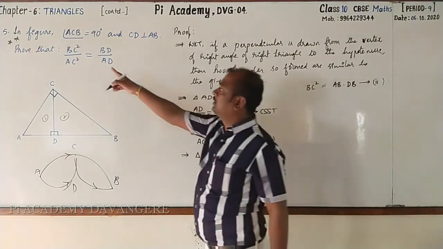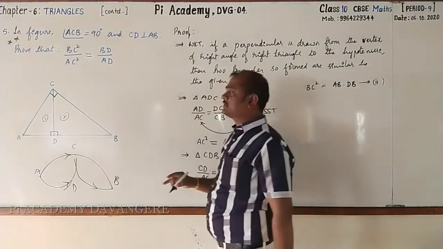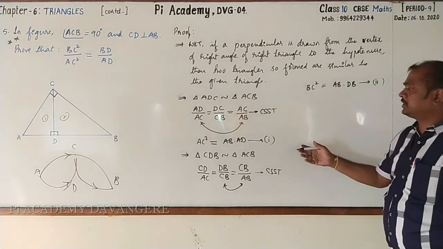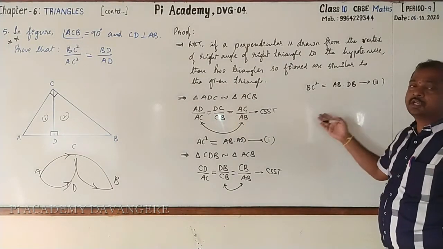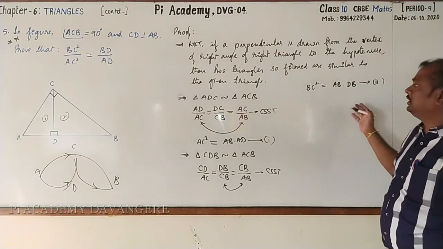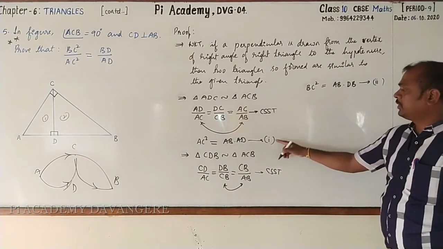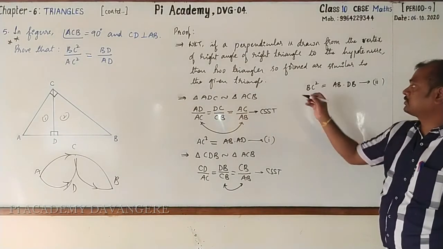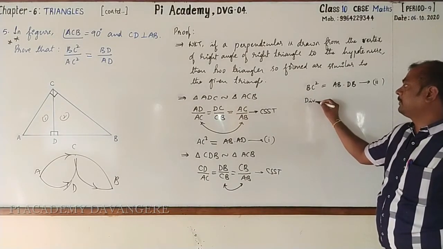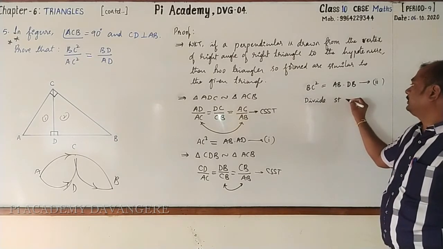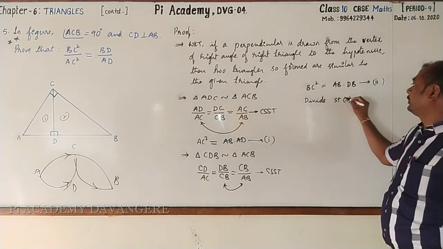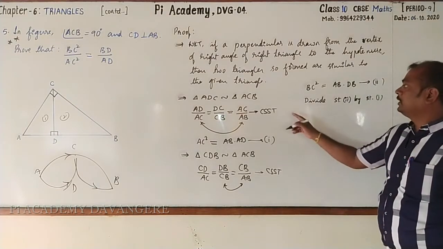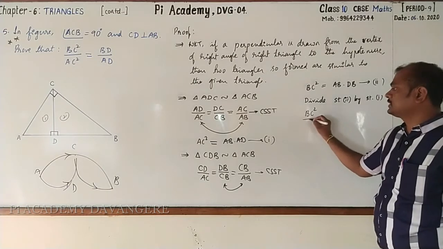Here, observe. We want BC square by AC square. What operation can be taken by taking statement 1 and 2? Very good, division. So, should we divide 1 by 2 or 2 by 1? 2 by 1 because BC square is there. So, divide statement 2 by statement 1. Then it is BC square, the LHS part.